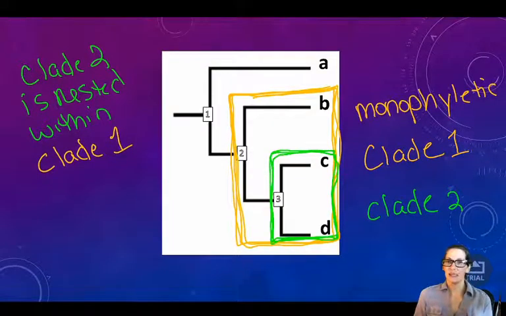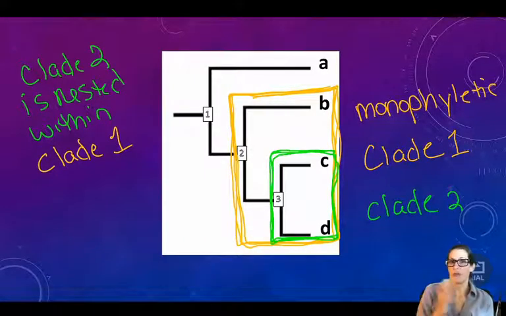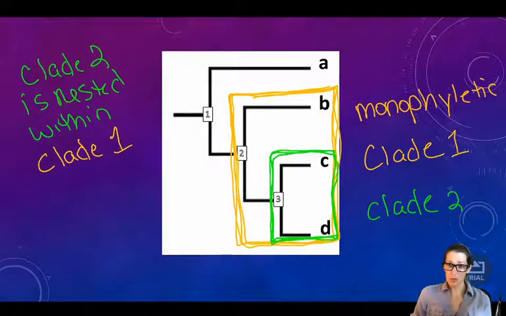These are nested clades. So it's kind of like those Russian nesting dolls, where you have a smaller doll inside a slightly larger doll, inside a slightly larger doll. And if we continued zooming out on this phylogeny, including more and more groups and more branches going further and further back to common ancestors, we would have more and more nested clades. So that's some terminology.